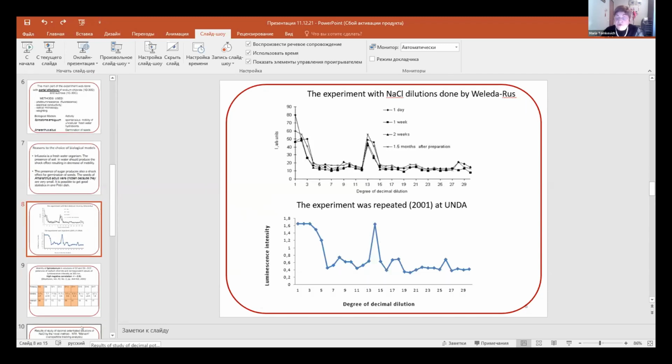In this slide, we can see non-monotonous luminescence intensity at 345 nanometer for the potentiated solutions of sodium chloride in decimal dilutions from D1 till D13. The same results were repeated on the first day of preparing the preparation, in 1 week, 2 weeks, and 6 weeks after preparation by Veleda in Russia. The same results were received at the Unda manufacturer, and the remedy was done by Unda. We see exact reproducibility of our data.